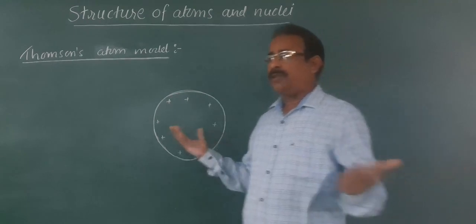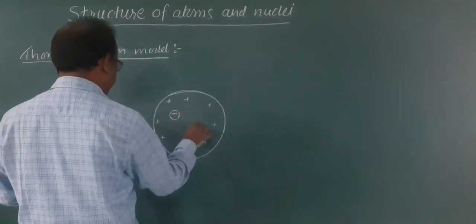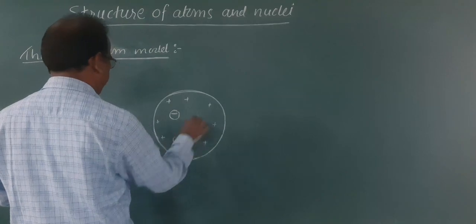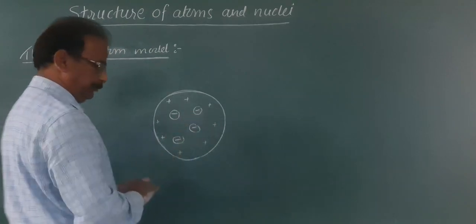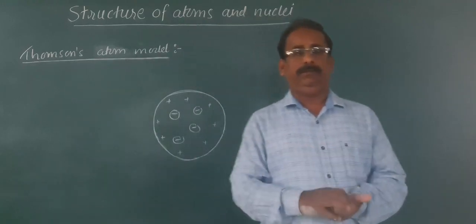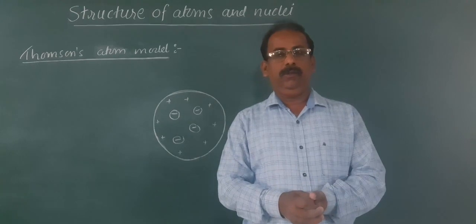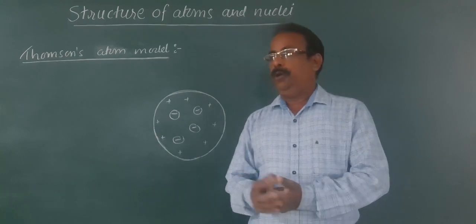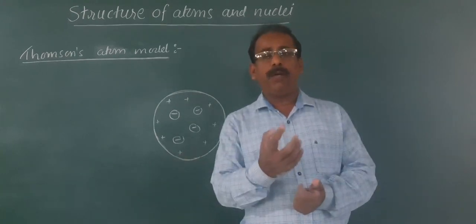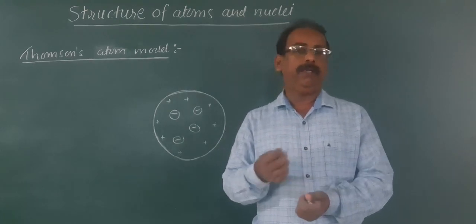These negatively charged electrons are embedded inside the sphere like this, just like nuts in a fruit cake. Means randomly, anywhere, they are embedded inside the sphere. This model is also called the plum pudding model.